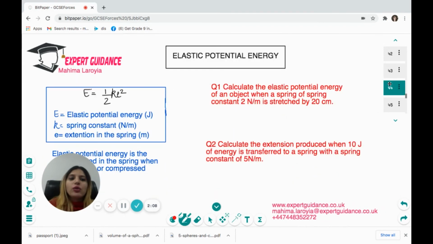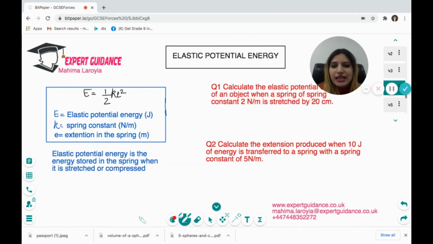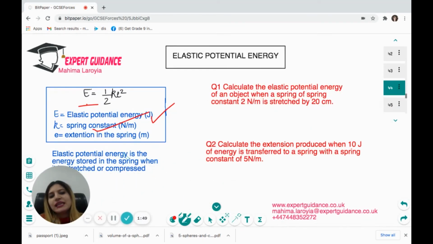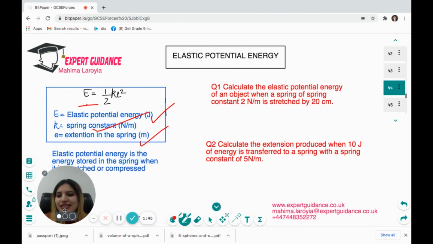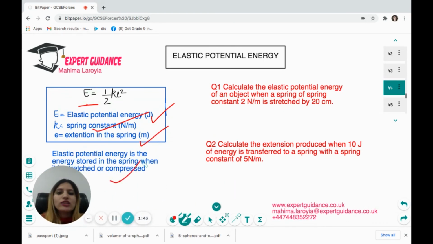Now, as you know, all elastic objects, when forces are applied, also have elastic potential energy stored in them. And the formula to calculate this elastic potential energy is half ke squared, where E is the elastic potential energy, which is measured in joules, k is the spring constant given in newtons per meter, and e is the extension of the spring in meters. And elastic potential energy is the energy stored in the spring when it is stretched or compressed.